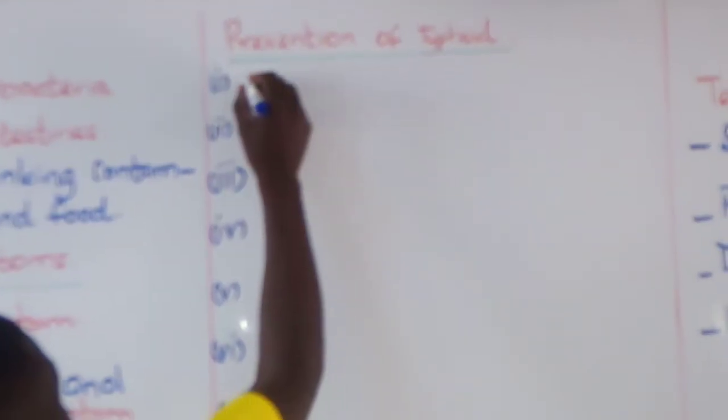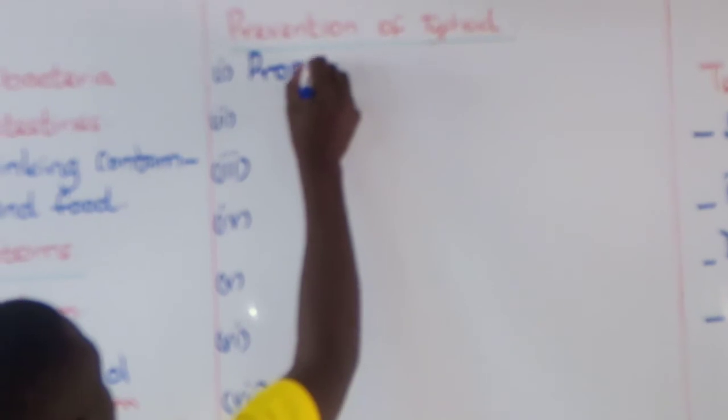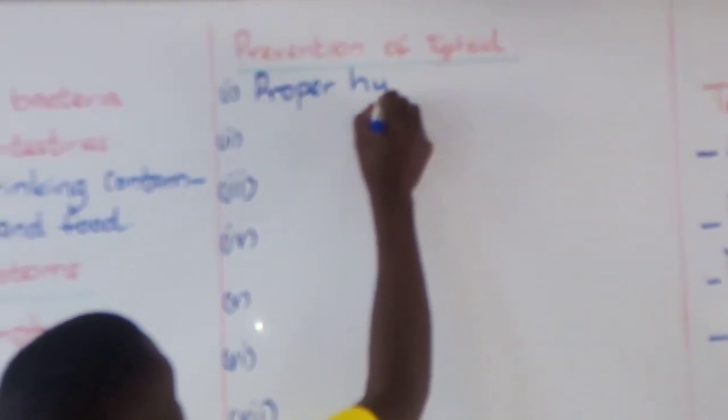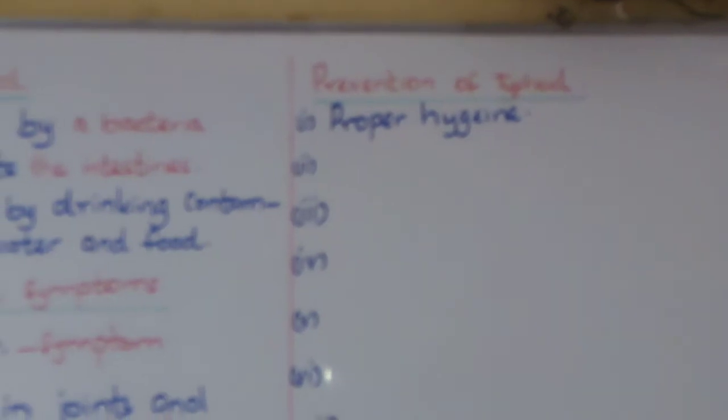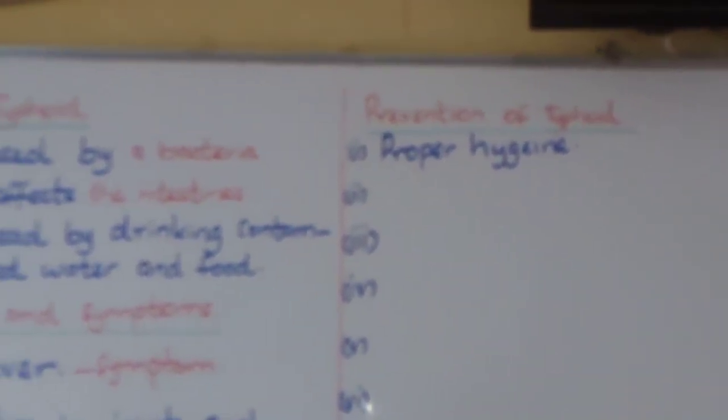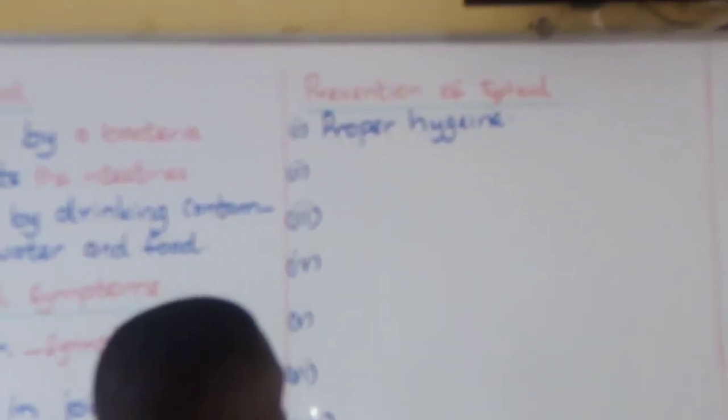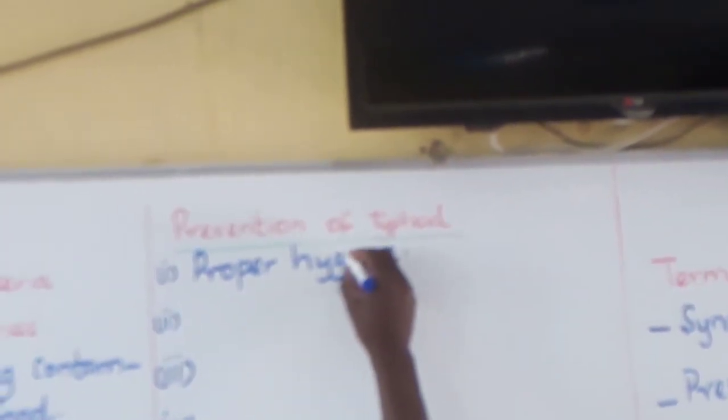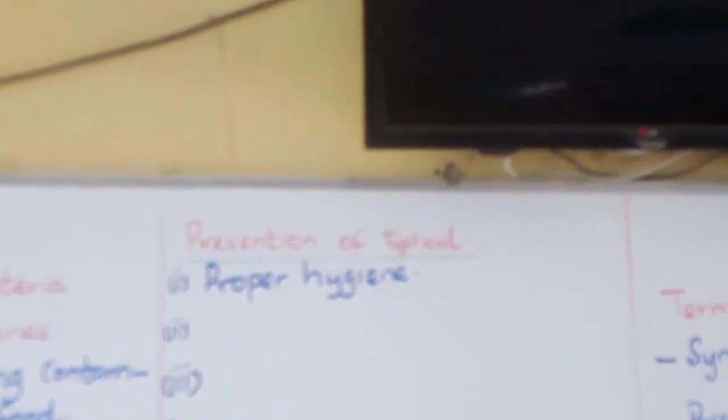Now let's look at preventive measures of typhoid. How do we prevent typhoid fever? Proper hygiene is one. How do you write hygiene? Is it written that way? Yes, one letter has come before the other. These two have to interchange so that we have I, then E. Proper hygiene. Thank you.